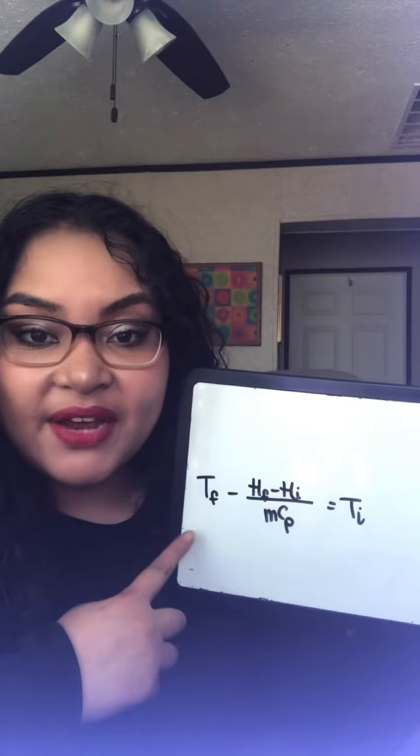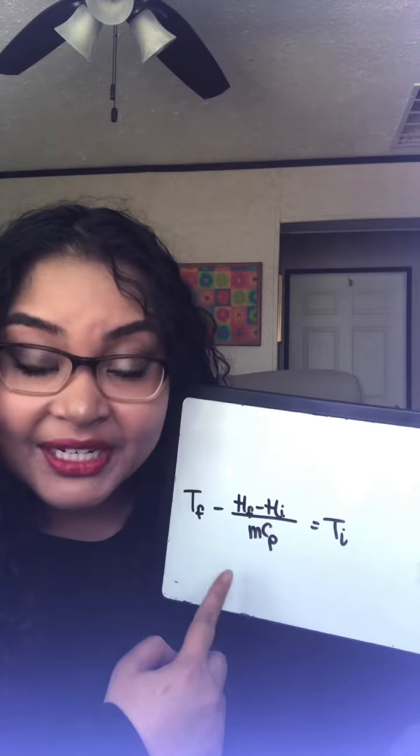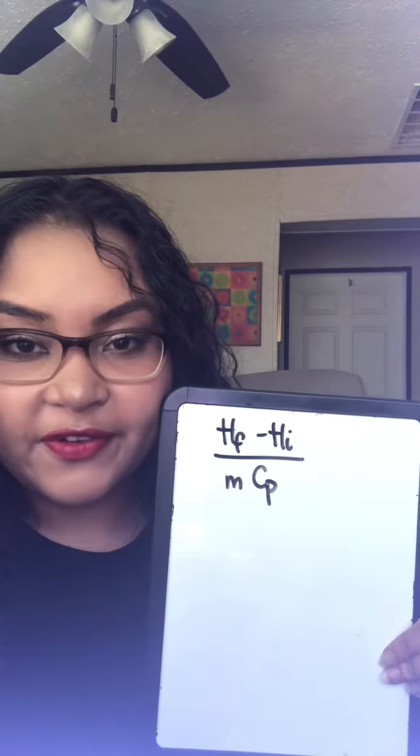Now that was a lot and we don't even have the units down yet. When you're adding and subtracting units, they have to be the same. Multiplying and dividing is a little loosey-goosey. So because we have this TF right here and it has to equal TI, we expect that this quotient has to equal a temperature value. So let's focus in on that.